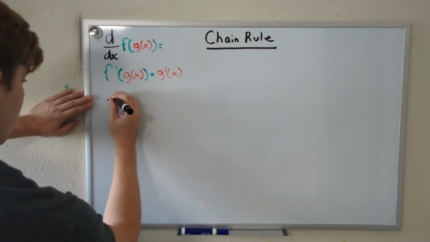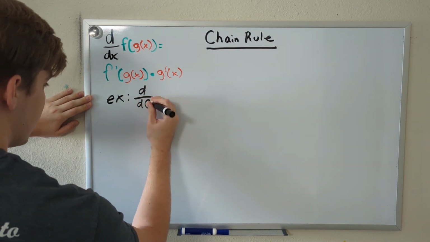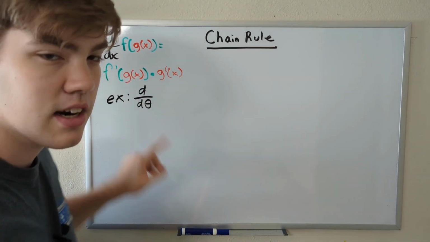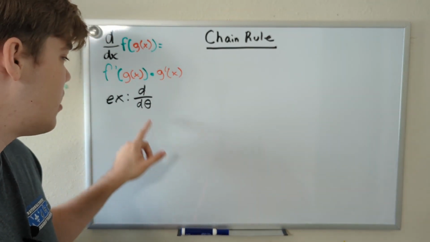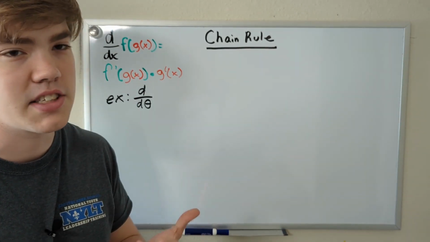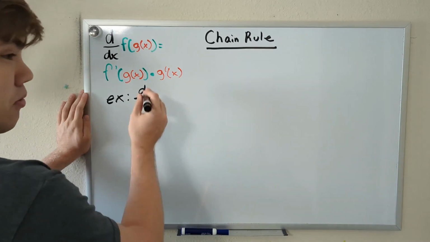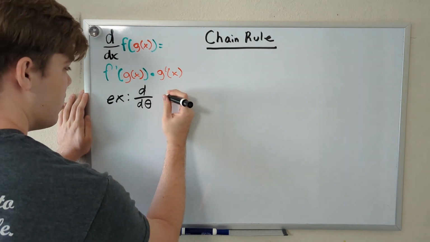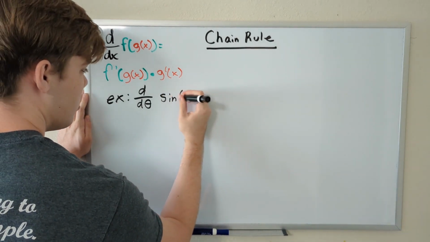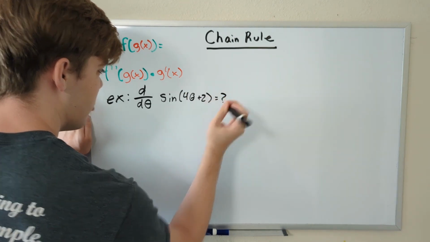Example number 3. We are trying to find the derivative with respect to theta. Now, if you're wondering what's going on here, instead of writing d dx like usual, I wrote d d theta because we're doing this derivative with respect to a different variable, and in this case, it's going to be theta. The notation is just slightly different. It doesn't actually change the problem. Anyway, we're finding the derivative with respect to theta of sine of 4 theta plus 2. What is this derivative equal to?